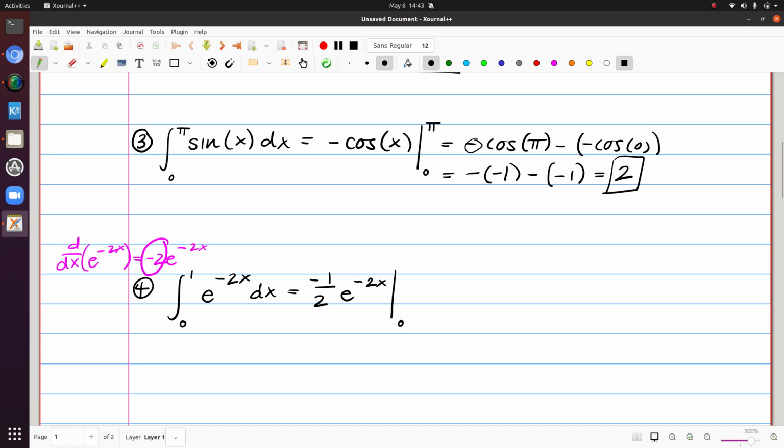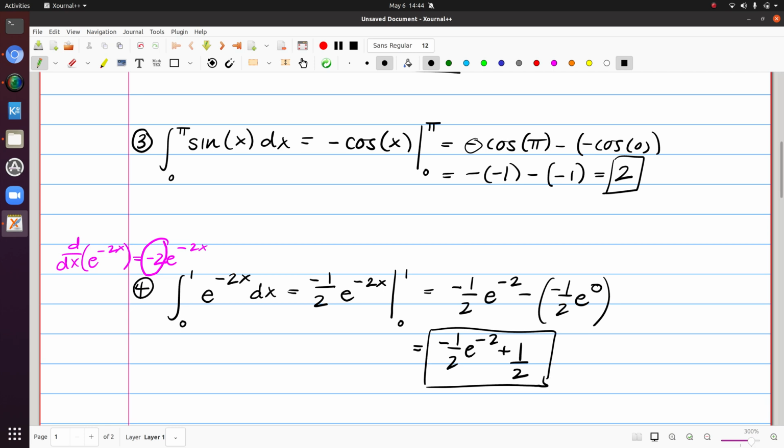So that's our antiderivative. We're evaluating it from x equals 0 to x equals 1. So I'm going to get negative 1/2 e to the minus 2 minus a negative 1/2 e to the 0, which is 1. And so we're going to get negative 1/2 e to the minus 2 plus 1. Oops, I should say plus 1/2. So being careful about simplification there. So that's my antiderivative for that.